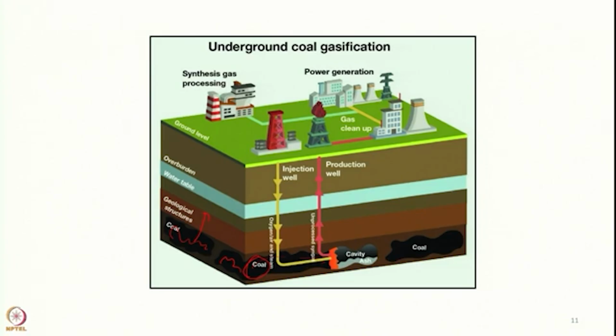So, all these things are here, and in this cavity what you are doing is you have an injection well. Through the injection well you push high temperature steam as well as some amount of oxygen into this cavity. Here it will react, and in the production well you extract it up where you get carbon monoxide and hydrogen from the system, and then after that you do the gas cleaning.